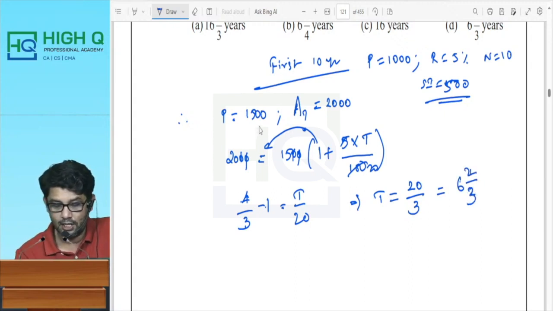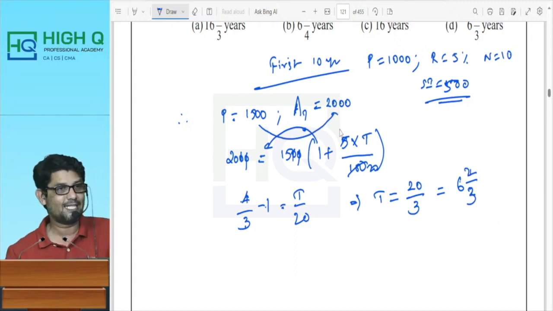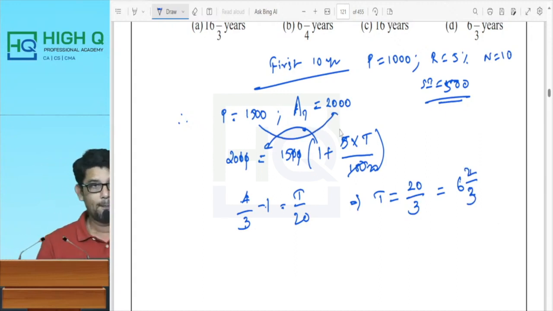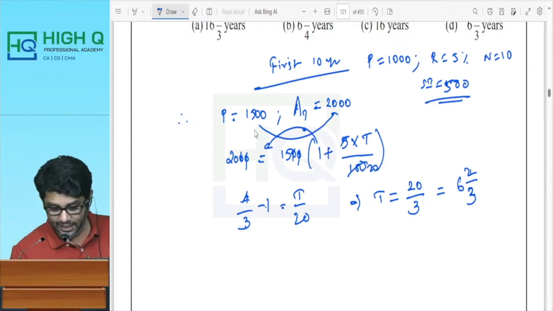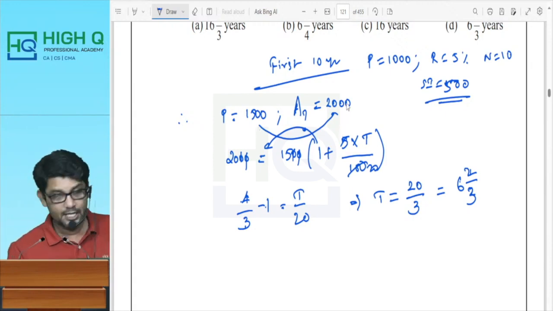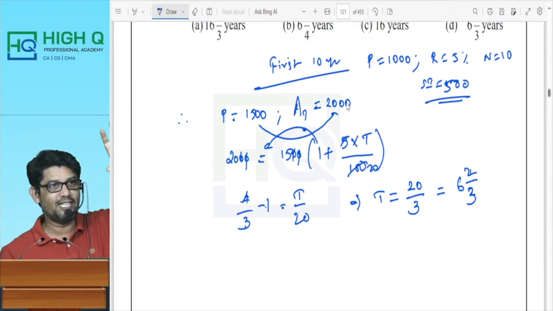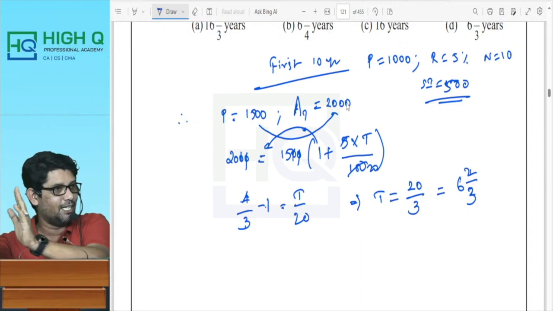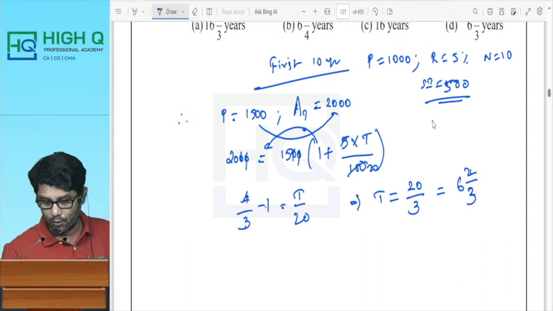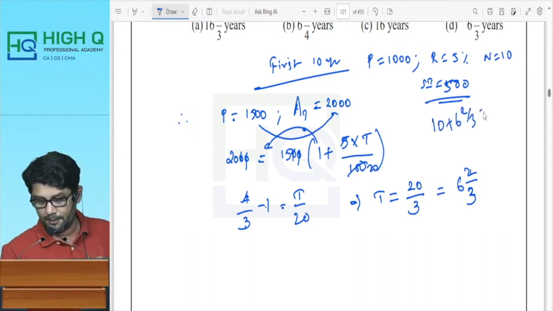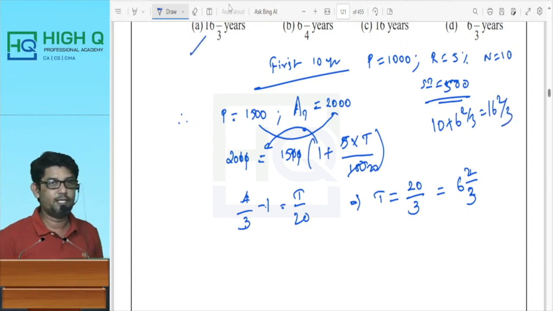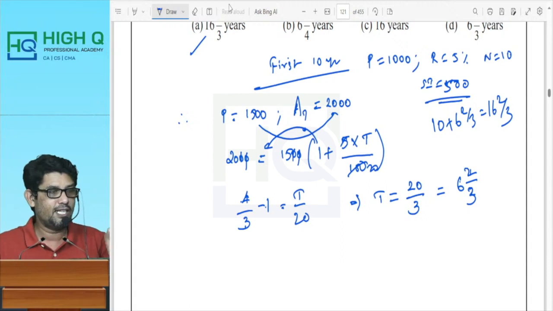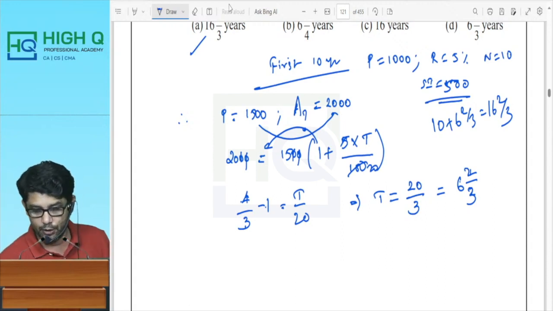But this is 1500 becoming 2000 in 6 2 by 3 years. But the question is 1000 becoming 2000 rupees. In this case, 1500 becomes 2000. So already 1000 becomes 1500 in 10 years, and 1500 becomes 2000 in 6 2 by 3 years. So total number of years is 10 plus 6 2 by 3, which is equal to 16 2 by 3 years. Am I right, my dear? Do you all agree with me?